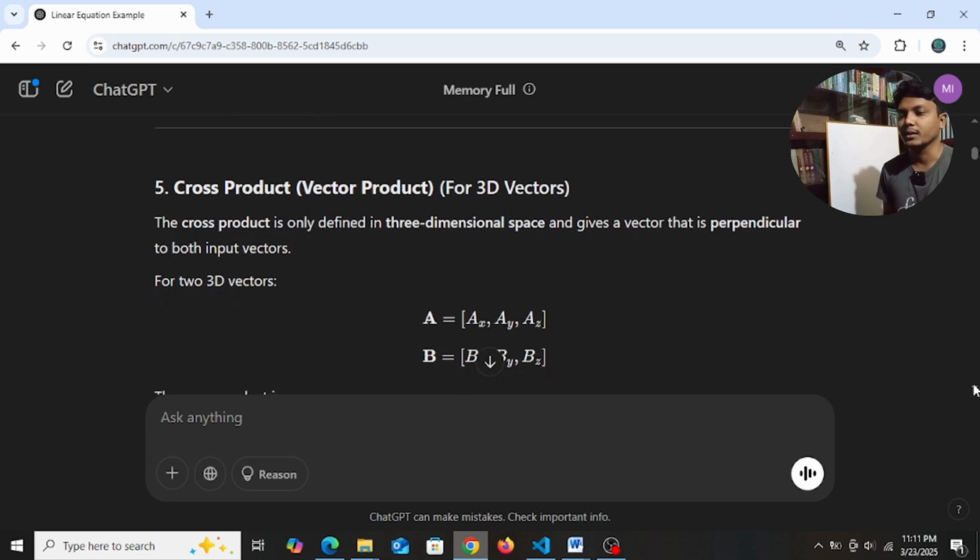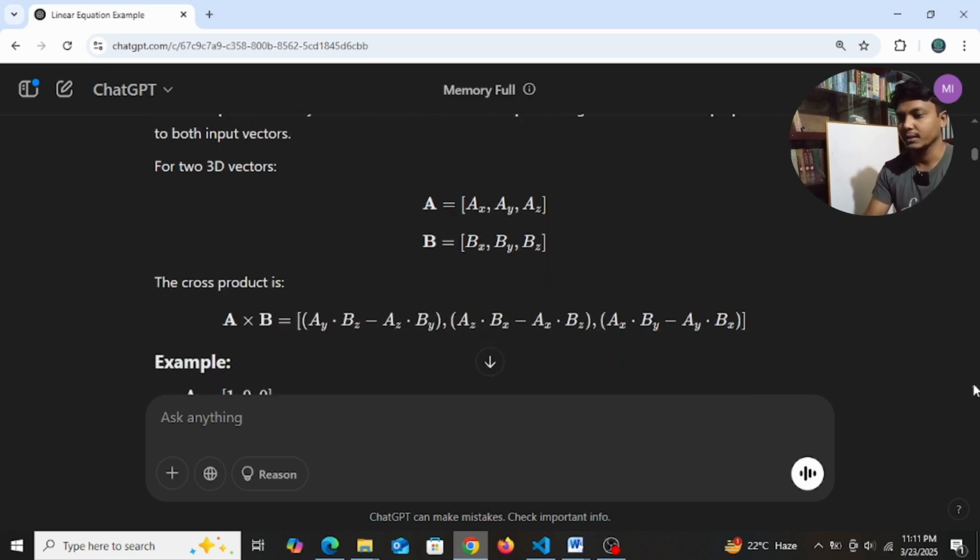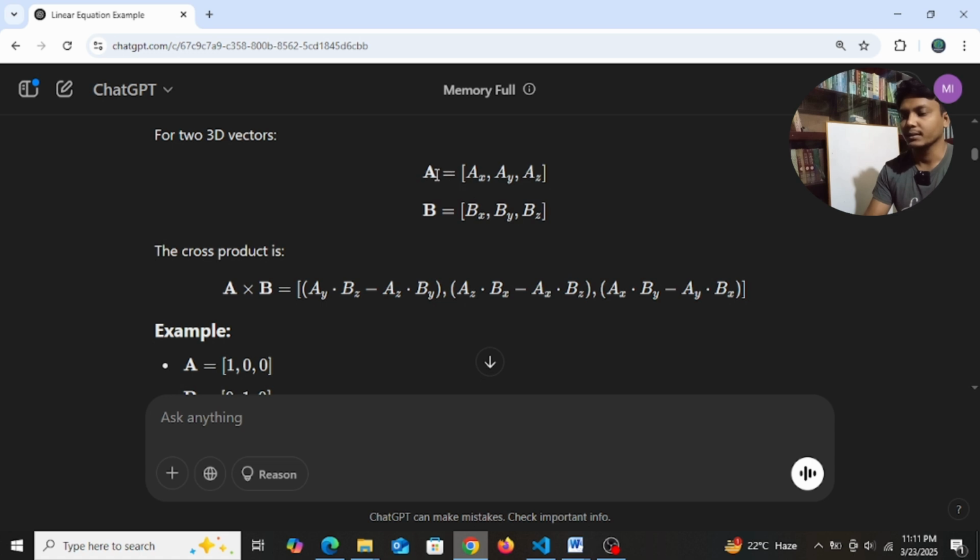So what is the cross product actually? The cross product is only defined in three-dimensional space and gives a vector that is perpendicular to both input vectors. If you see here, a equals (ax, ay, az), b equals (bx, by, bz), so the cross product is a cross b. How is it calculated, guys? So ay times bz, minus az times by.